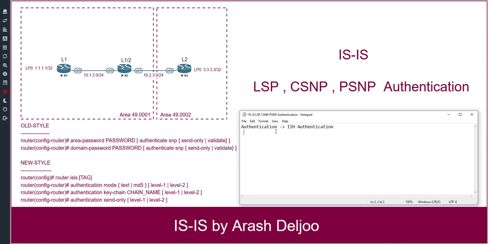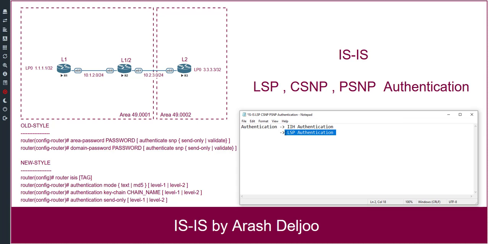And also we have another type of authentication. We call it LSP authentication. This means that we can send keys or passwords in the LSPs, or for example CSNPs and also PSNPs, and with this function we can prevent ISIS from some types of attacks. In this video I'm going to talk about the LSP authentication.